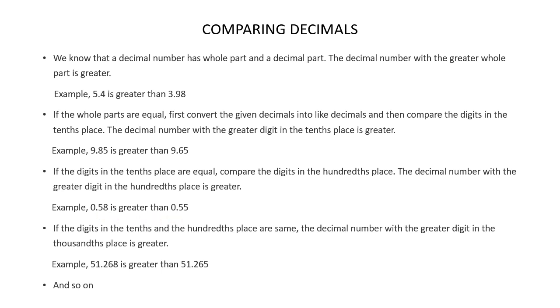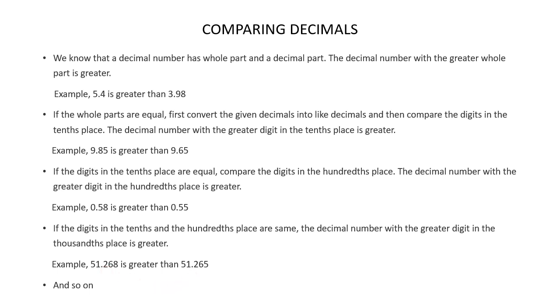Now, if the digits in the tenths and the hundredths place are same, the decimal number with the greater digit in the thousandths place is greater. Look at these two numbers 51.268 and 51.265. Here the whole number 51 is the same in both the numbers. The number in the tenths place is 2 in both the numbers. It's the same in both the numbers.